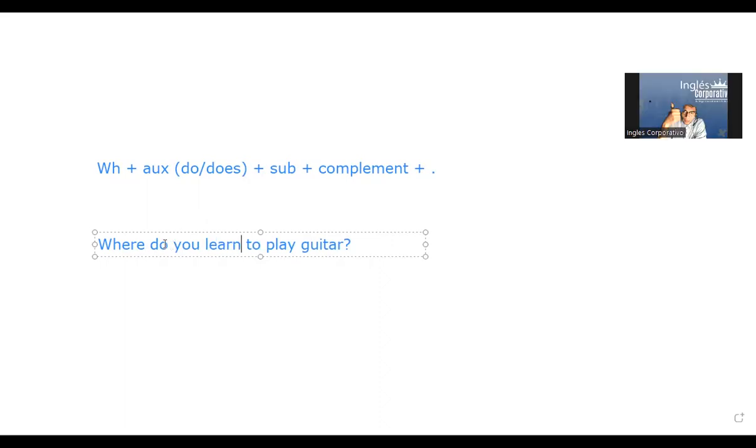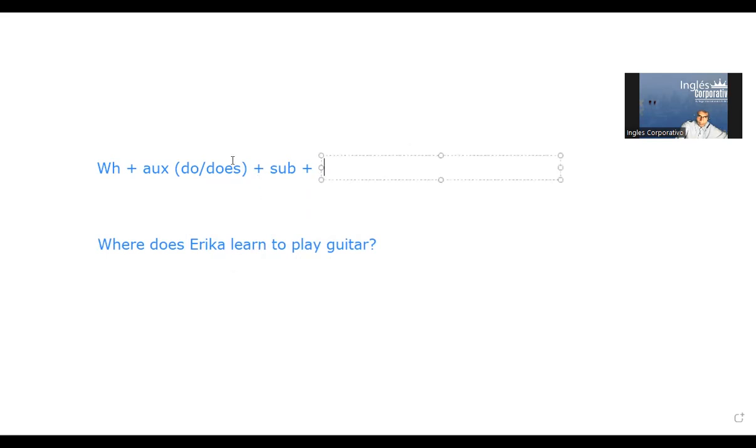Another example, with the same structure. It's does, and the third person subject. In this case, we will use Erica. Where does Erica learn to play guitar? As I mentioned yesterday, when we use does, we don't need to add an S or ES or IES at the end of the verb.